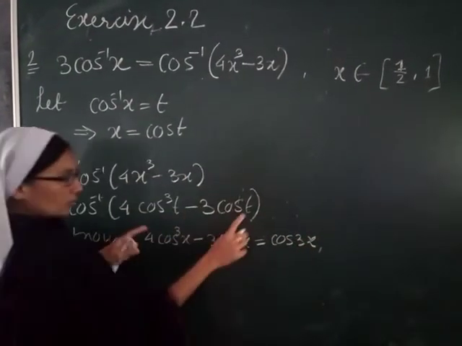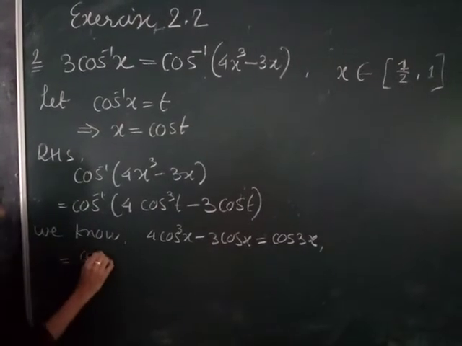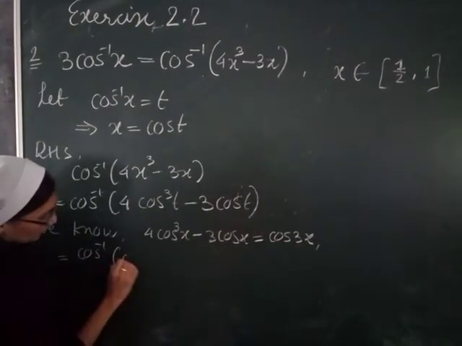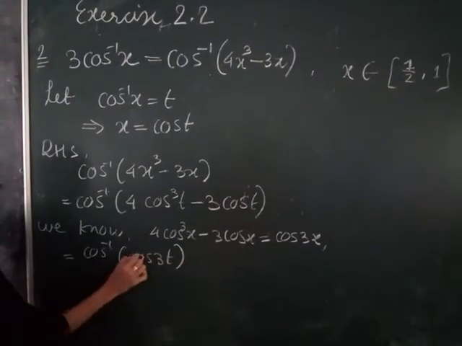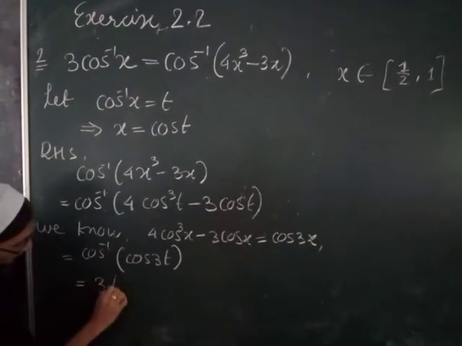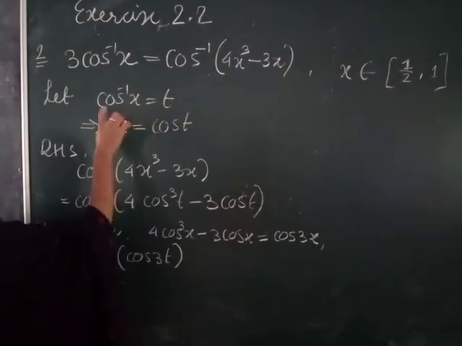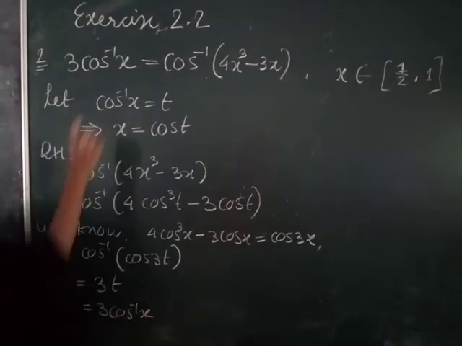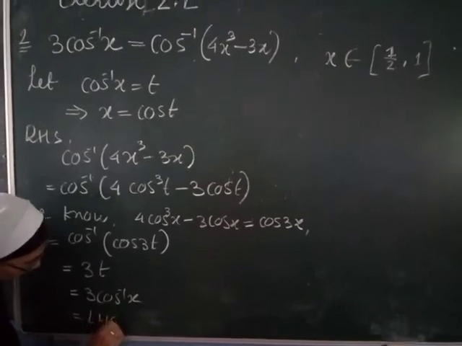Now it is 4 cos cube t minus 3 cos t, so I will write cos 3t. Let us put here cos inverse, and instead of this I will put cos 3t. Now cos and cos inverse cancel, so you get 3t. Now put the value of t there. T you have taken as cos inverse x, so 3 cos inverse x, and this is what you were supposed to prove. So it is equal to the left hand side.